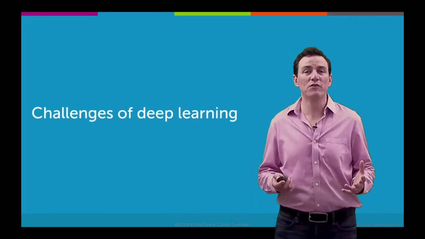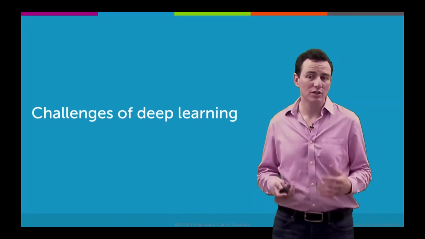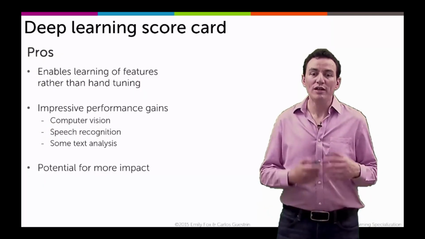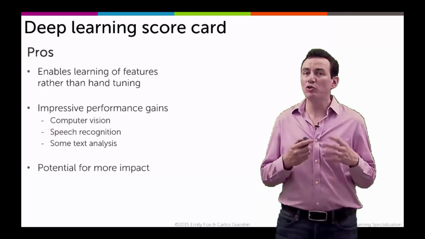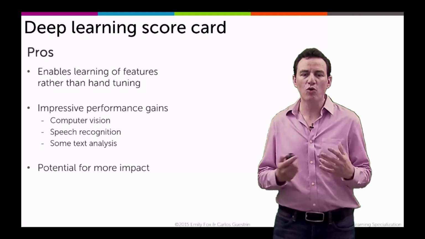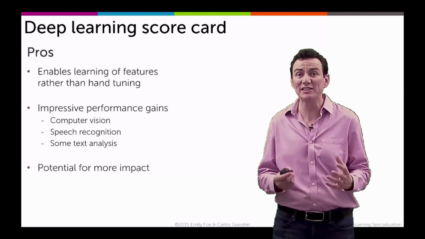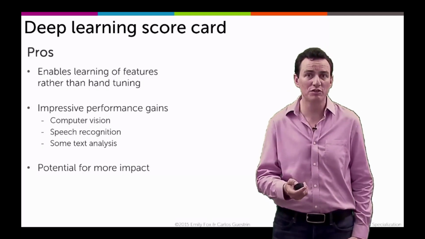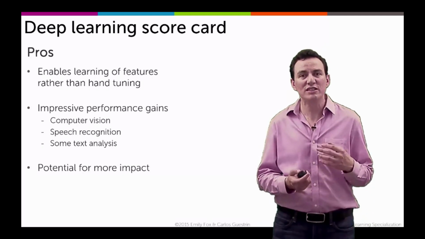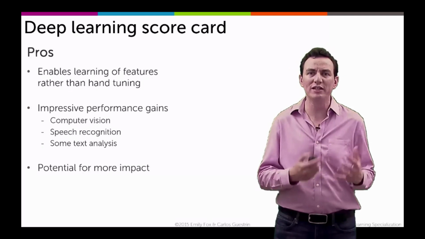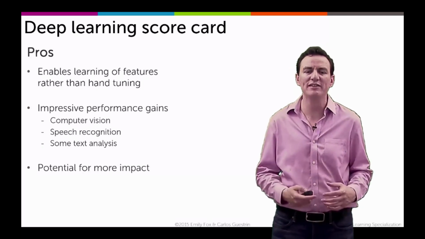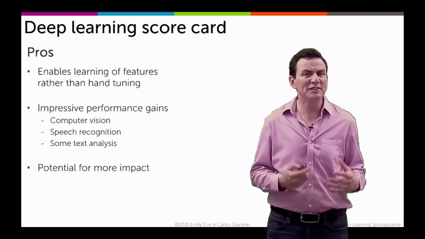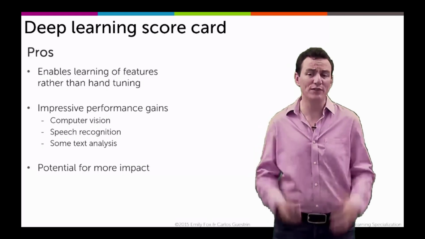Now, neural networks provide some exciting results. However, they do come with some challenges. On the pro side, they really enable you to represent nonlinear, complex features, and they've been having impressive results, not just in computer vision, but in other areas like speech recognition. Systems like Siri on the phone and others use deep neural networks behind the scenes, as well as some text analysis tasks. And there's potential for much more impact in a wide range of areas.